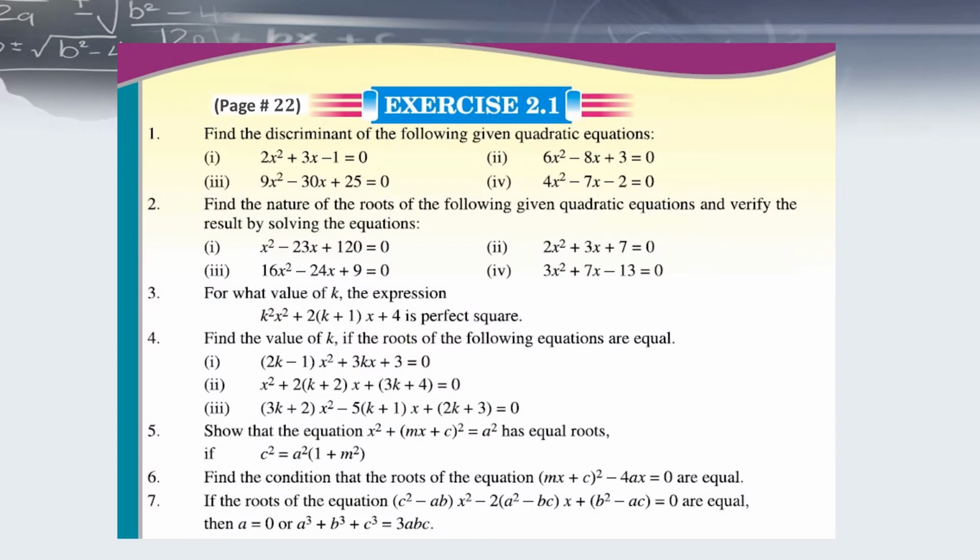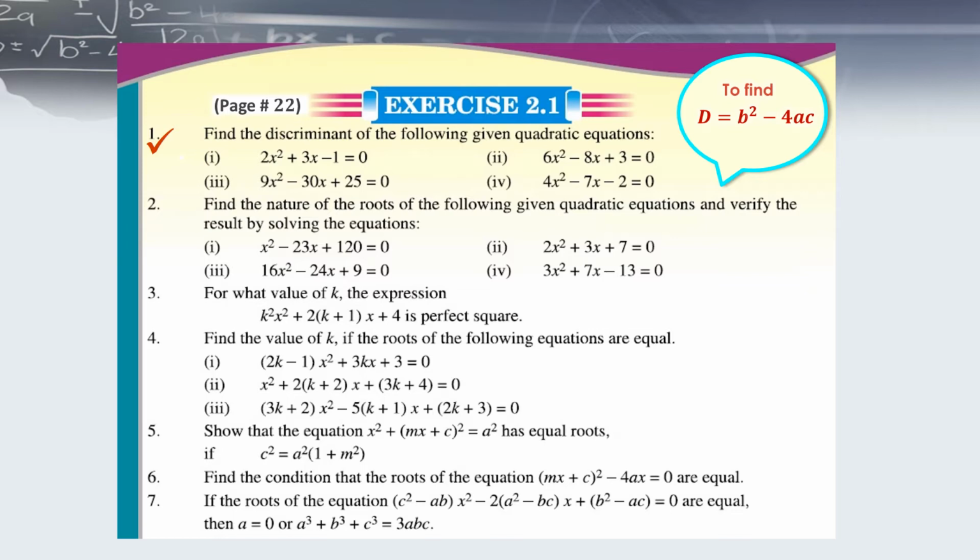The exercise related to this topic is exercise number 2.1, given on page number 22 of your book. Let's begin with question number 1. It says that find the discriminant of the following given quadratic equations. Here, you simply have to find the value of the discriminant b squared minus 4ac by comparing the given equation with the general form of quadratic equation.